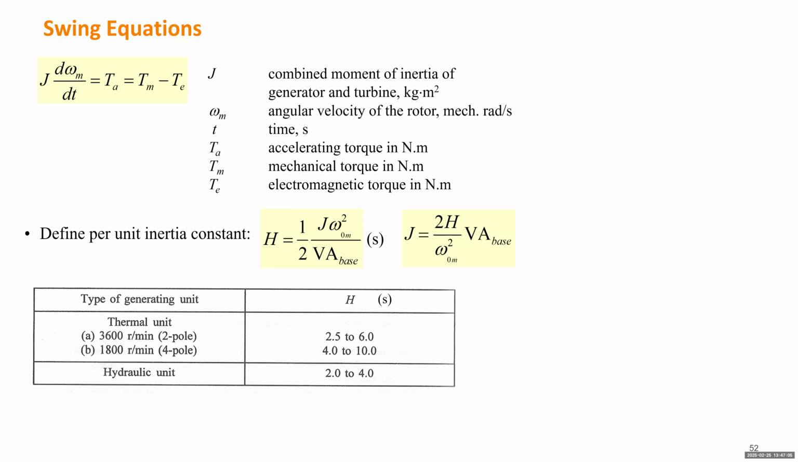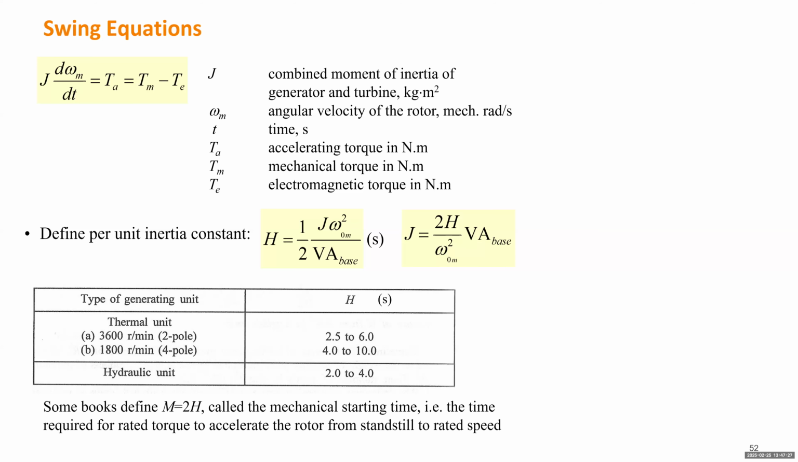For a thermal unit, which is typically a round rotor generator, the time constant can be smaller if it's a 2-pole machine and bigger for 4 poles. And for a hydraulic unit, which is a cylinder rotor generator, the time constant can be 2 to 4 seconds. In some textbooks, they also define another inertia constant, which is equal to 2H. The physical meaning of 2H is easier to explain than the inertia constant, because 2H is called the mechanical starting time. It means if the generator starts from an off condition and you are able to inject a rated torque to speed it up from 0 speed to the synchronous speed, that is how much time it will take.